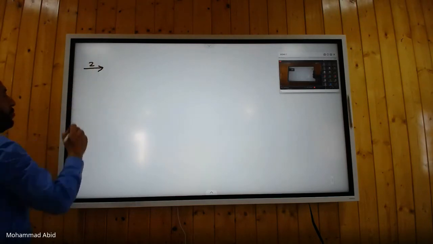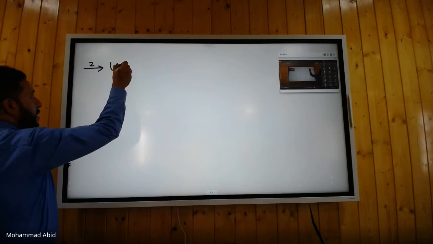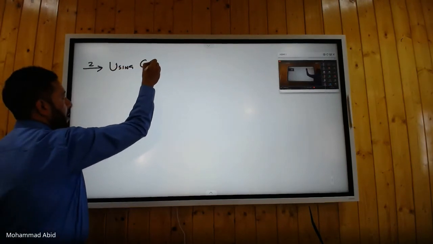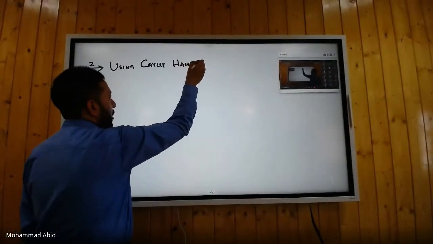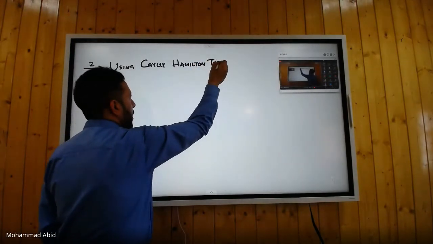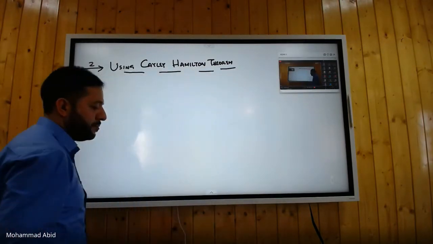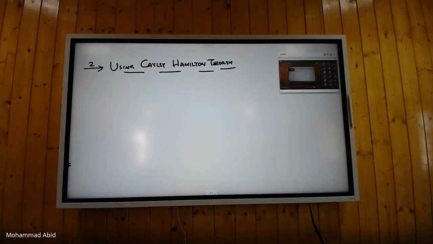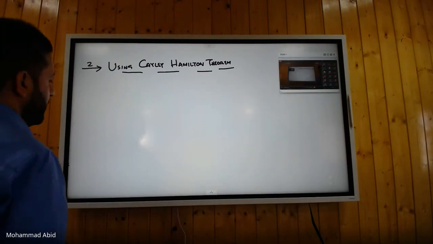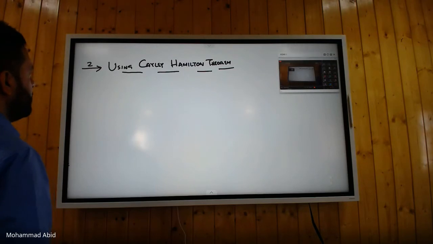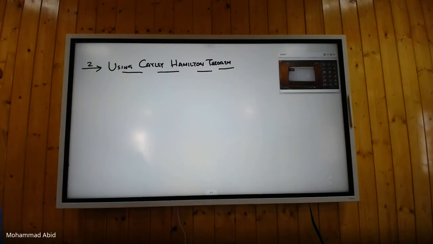So we talk about method number 2. Method number 2 is using the Cayley-Hamilton method, the Cayley-Hamilton theorem. Have you learned this theorem in your matrices course? I am waiting for your responses. Sir, we studied it but forgot. What does this theorem state?